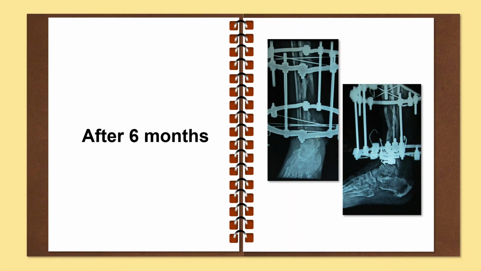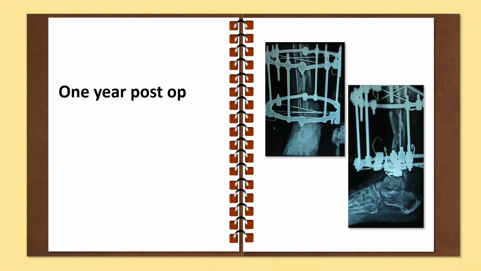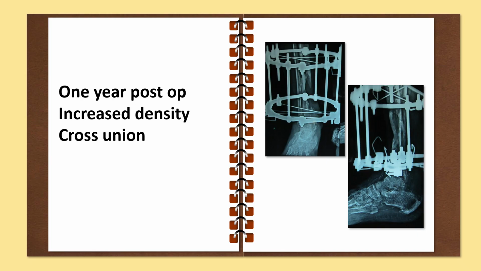After 6 months, we can see increased density of the lateral wall of the distal tibia. An attempt at cross union between the fibula and the tibia is expected, and the patient is started on teriparatide. Of late, teriparatide is helping us, like in osteoporotic patients or old age patients. At 1 year post-op, there is increased density of the lateral wall, also the cross union between the fibula and the tibia. Patient is still on teriparatide.